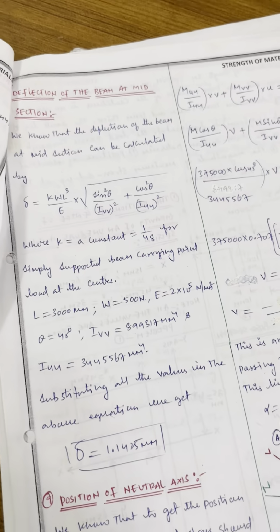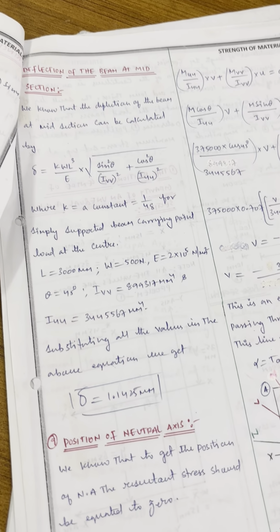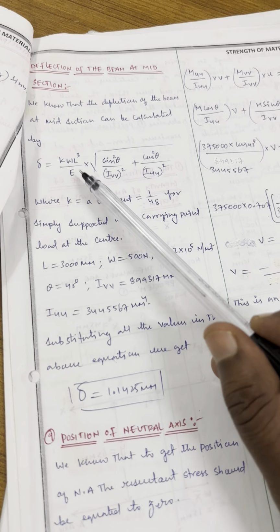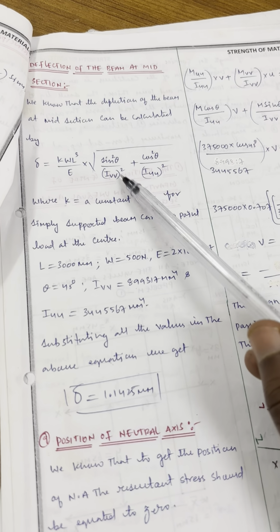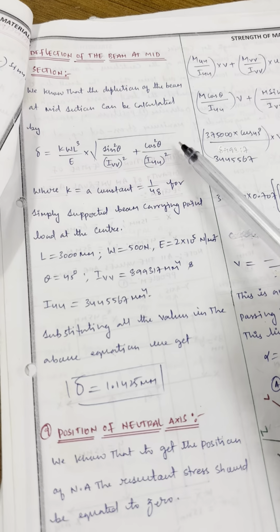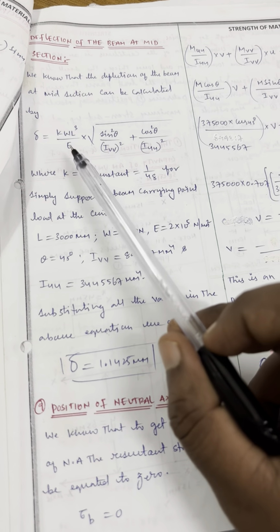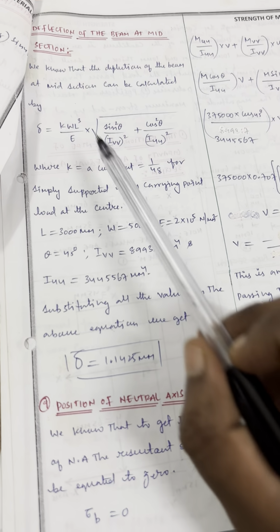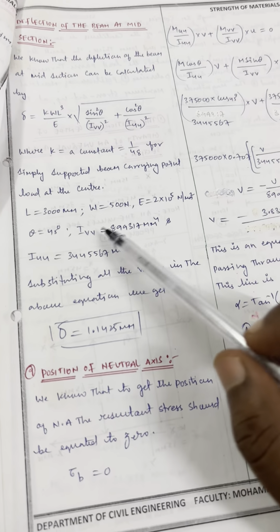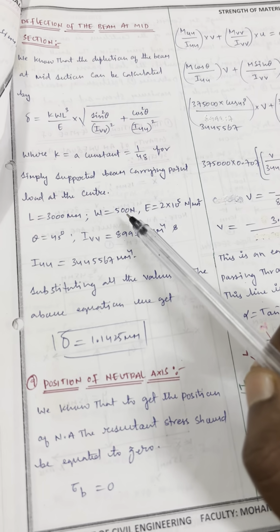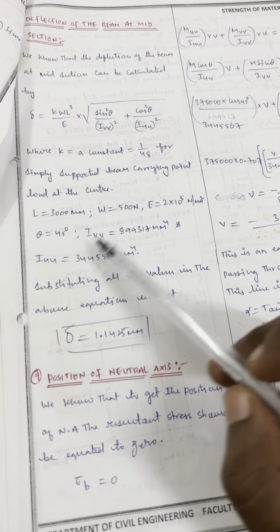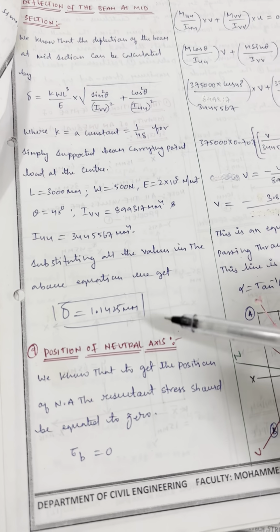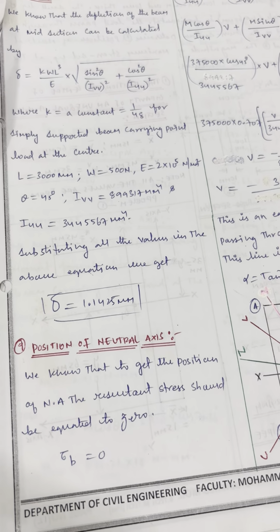Now we need to find the deflection of the beam at midsection. We know that the deflection of the beam at midsection formula is delta equal to KWL cube by E into under root sin square theta by IVV square plus cos square theta by IUU square. Where K, what is K here? Constant 1 by 48, for a simply supported beam carrying a point load at center. Now L equal to 3000 mm, W equal to 500 Newton, E you know, theta also we know, IVV you know, IUU you know. Substitute all the values in the formula, you get the deflection as 1.1425 mm.